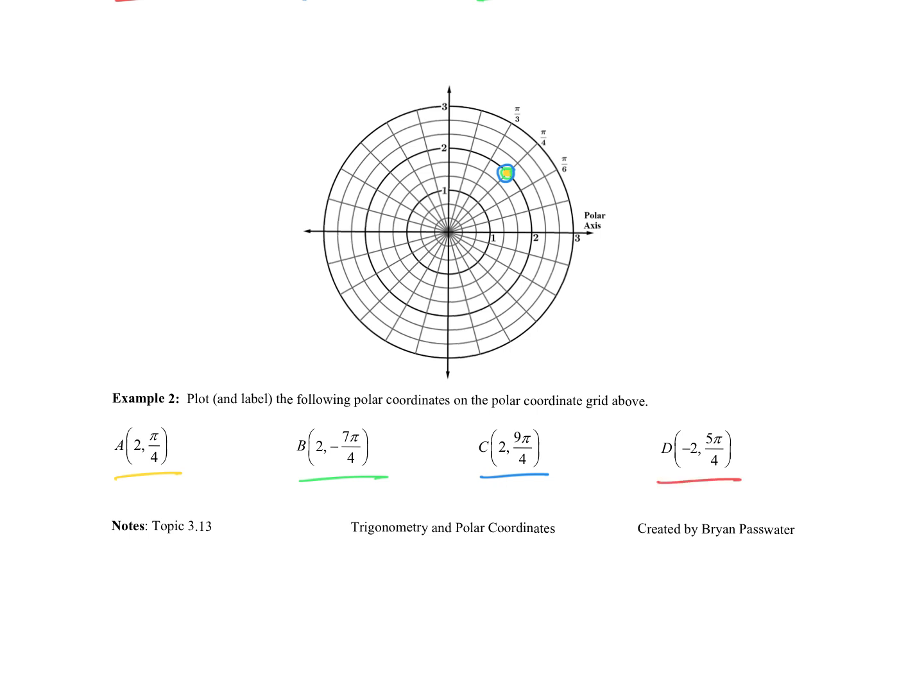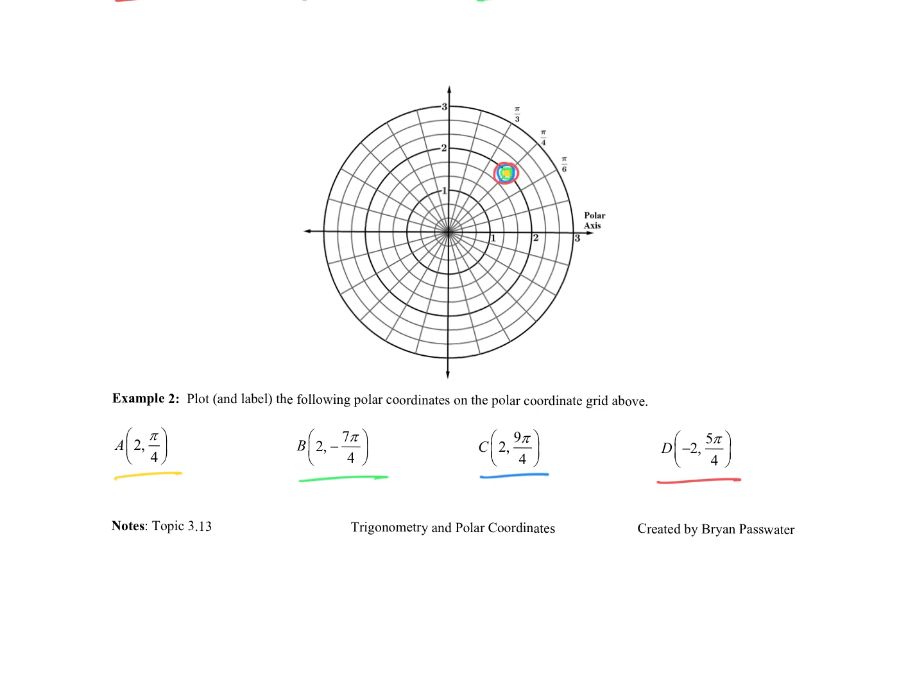I wonder where this is going to go. And so now I have negative 2 for my radius, and my angle measure is 5 pi over 4. Well, where is 5 pi over 4? It's in the what quadrant? The third quadrant. So 5 pi over 4 is here. However, what's wrong with my radius now? It's negative. So instead of going forward like this, now guess what? We go backward. And so again, I end up at the same point.